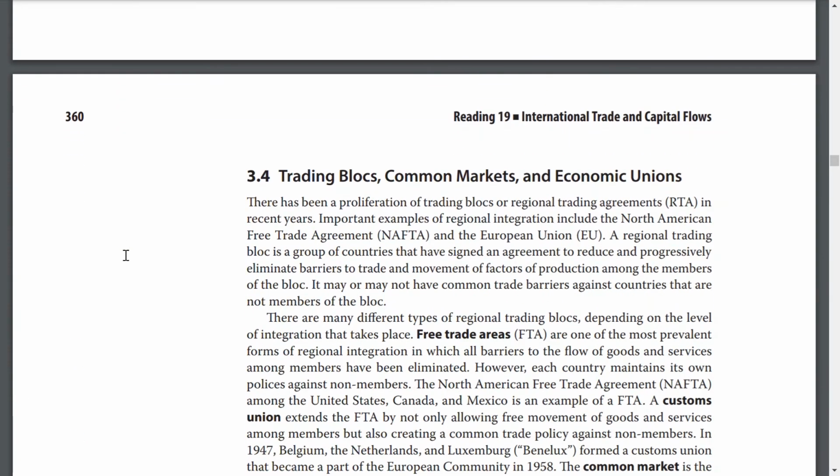Trading blocs, common markets, and economic unions. There has been a proliferation of trading blocs and regional trading agreements in recent years. Important examples are the North American Free Trade Agreement and the European Union. A regional trade bloc is a group of countries that have signed an agreement to progressively eliminate barriers to trade and movement of factors of production among the members of the bloc. It may or may not have common trade barriers against countries that are not members of the bloc. There are many different types of regional trade blocs.